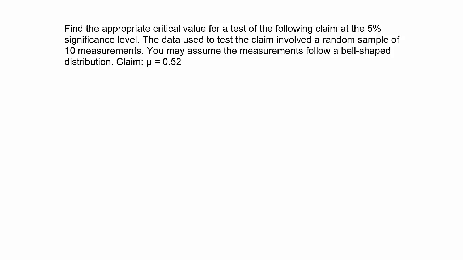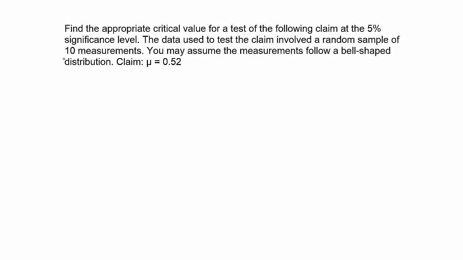Find the appropriate critical value for a test of the following claim at the 5% significance level. The data used to test the claim involved a random sample of 10 measurements. You may assume the measurements follow a bell-shaped distribution. And they tell us that the claim is that the mean is equal to 0.52.